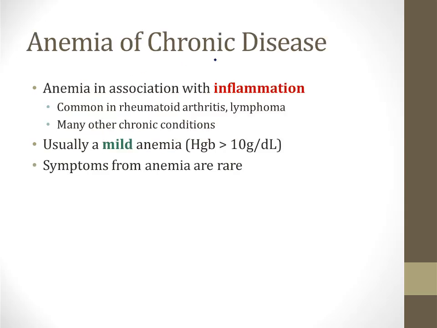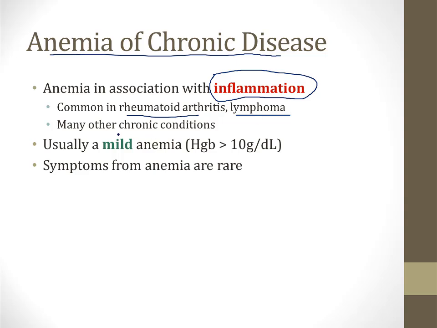The next anemia we're going to discuss is called the anemia of chronic disease. This is an anemia that occurs in association with inflammation. It's common among patients who have rheumatoid arthritis and also lymphoma. It's also seen in many other chronic conditions, and that's how it gets its name. The most important word to remember in association with this disorder is the word mild. This is usually a mild anemia.